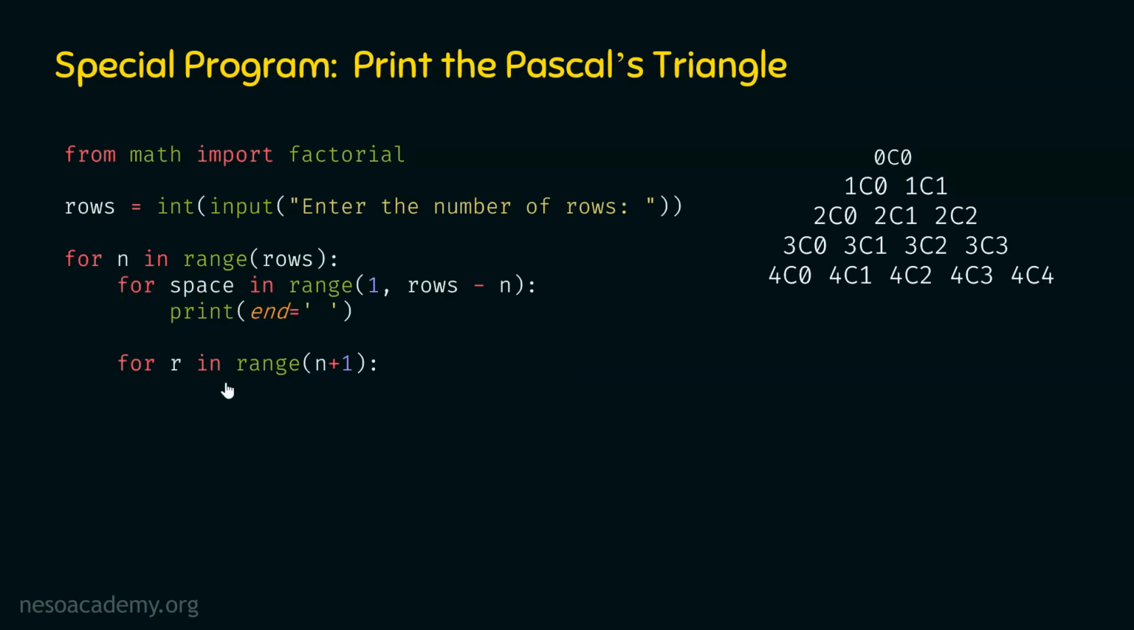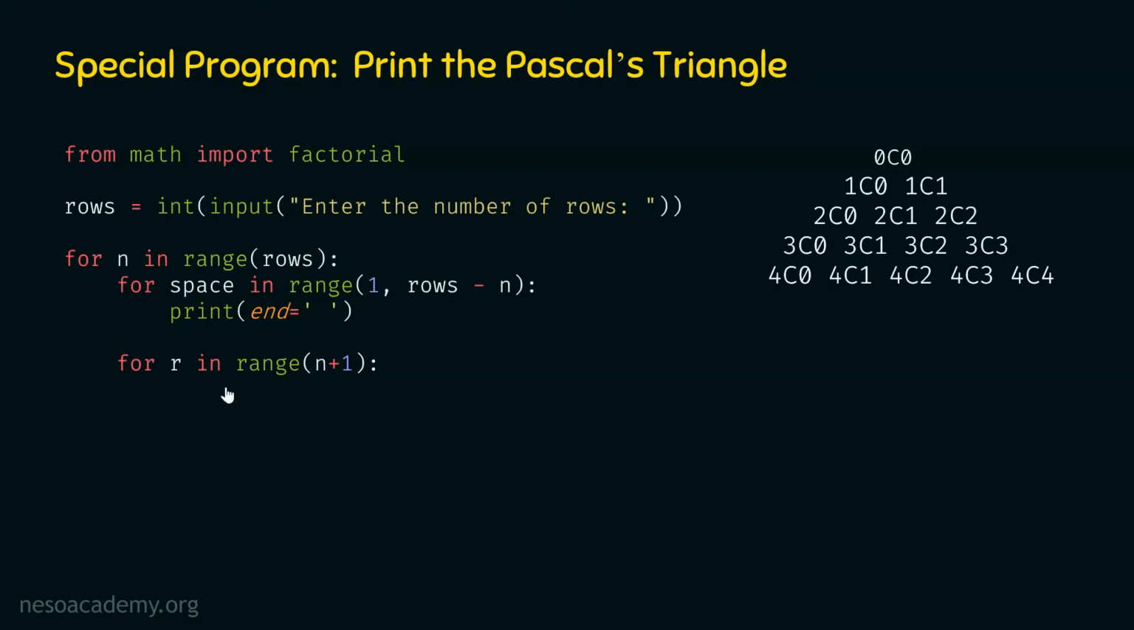Within this for statement, we will use the formula of NCR to calculate 0c0. We know that next time n will be 1, and in that case this range function will return two values, that is 0 and 1. These values represent the column numbers. Here r will receive first 0 and then 1, and that's what we want here. We want 1c0 first and then 1c1.